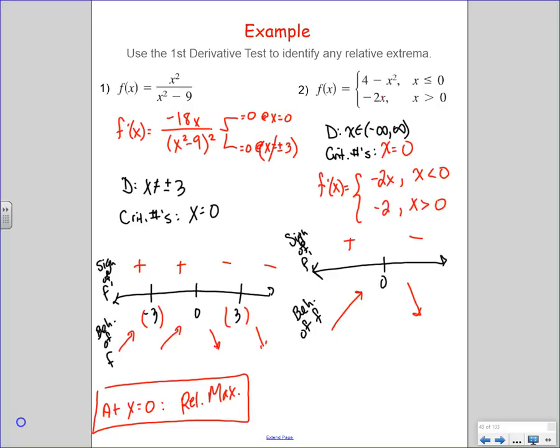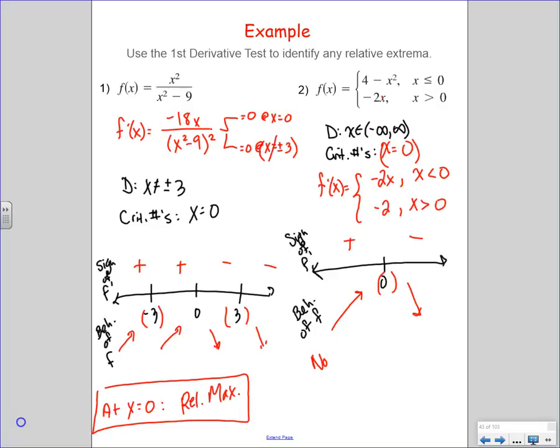Now, we could say, okay, the function is increasing from negative infinity to 0, decreasing from 0 to infinity, but what do we say about relative extrema? No relative extrema, because it's a discontinuity. Is there a relative extrema at x equals 0? You would think that there would be a relative max, right?